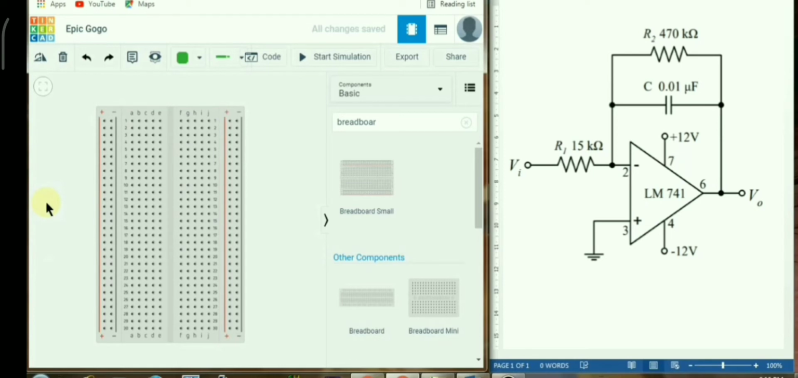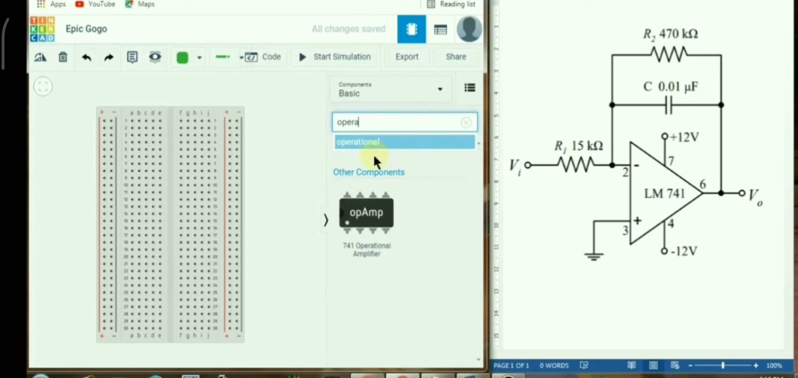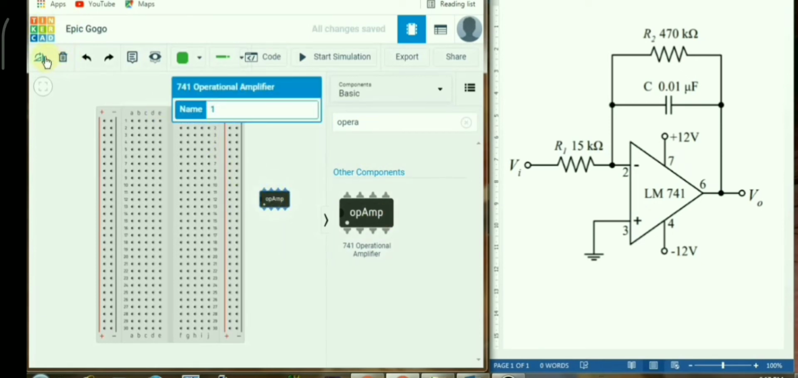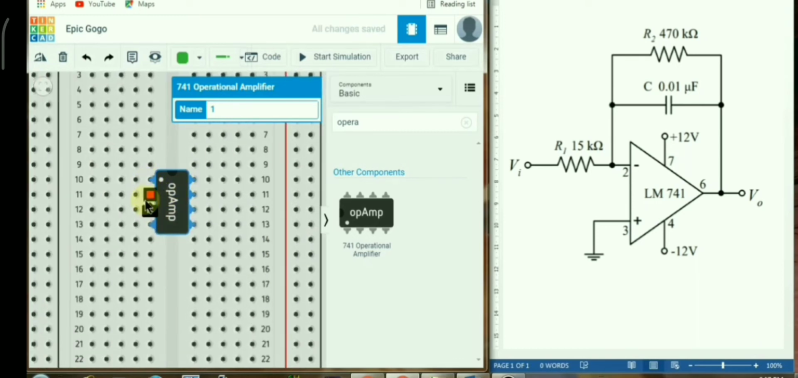So first select the breadboard, then we require the operational amplifier, therefore type op-amp or operational. This is the operational amplifier. Rotate it first and place it on the breadboard. See here, pin numbers 1, 2, 3, 4, and from down to upward direction 5, 6, 7, 8.